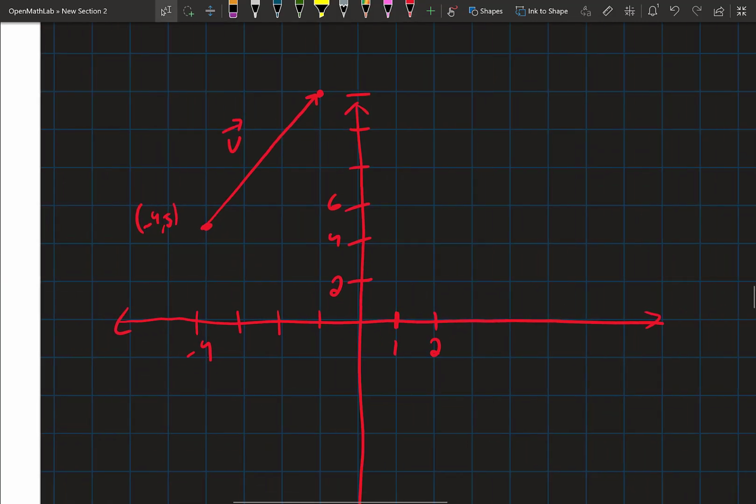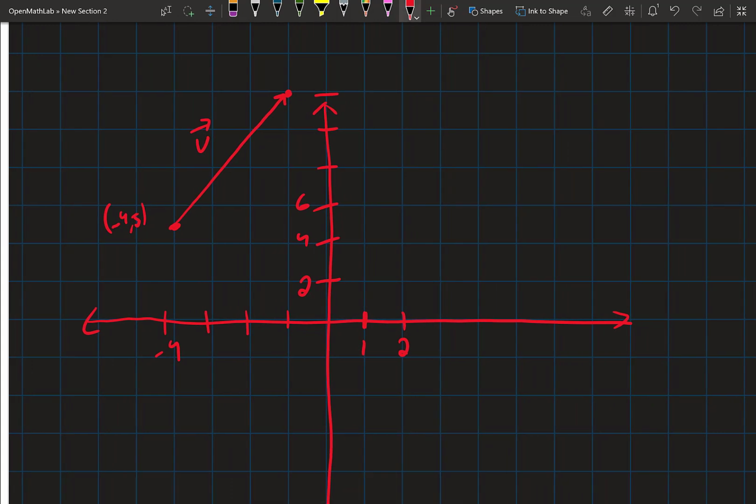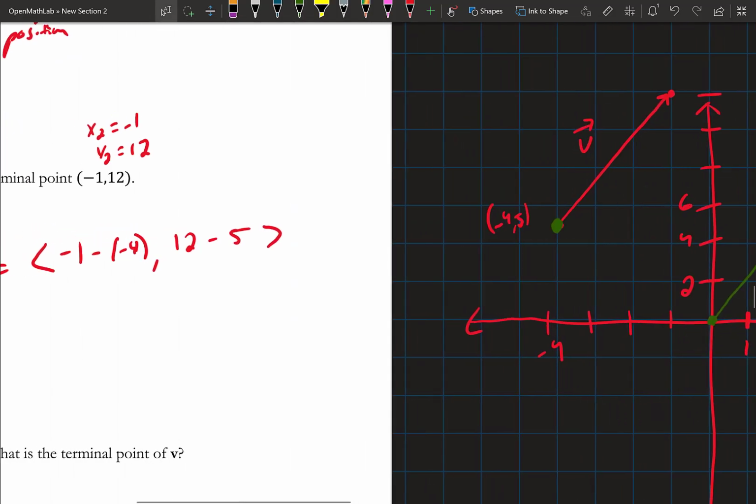So what that component form is saying is, if I take this vector and drag it over and shift it over, it'll land at the point 3, 7. If I draw 3, 7 in, which is here, then we get to the vector. So the component form tells me my change in x and my change in y. The component form 3, 7 tells me I go to the right 3, and I go up 7 units. That's how you get from the initial point to the terminal point. So that's why that can be helpful.